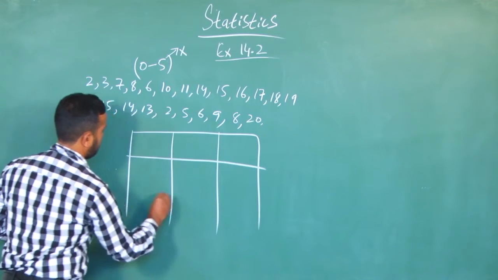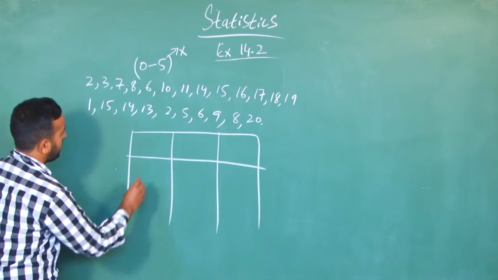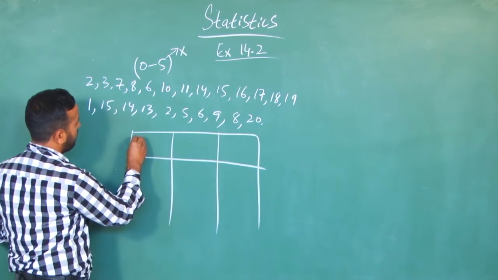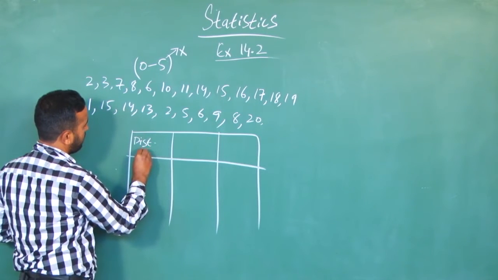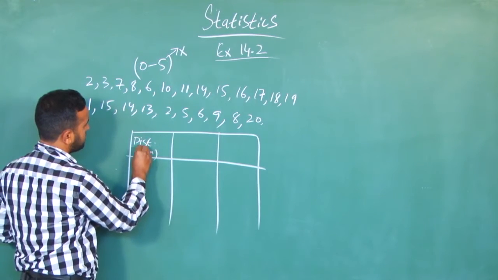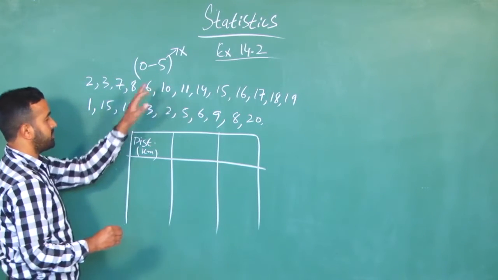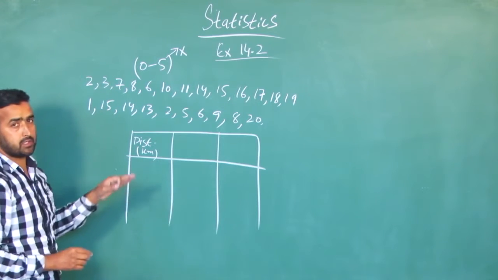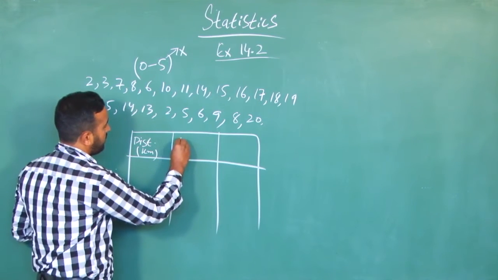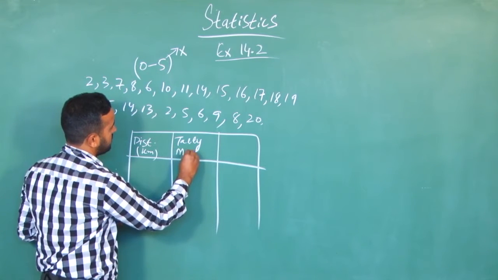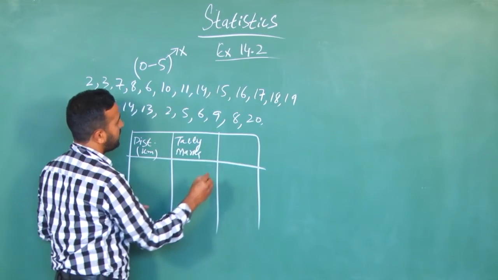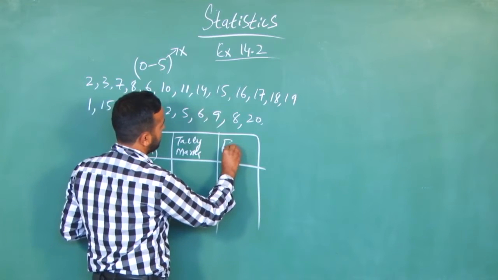Here we have to make the groups. We'll write in the first column distance in kilometers. This is the variable under study here. These are the distances. So the variable here is distances in kilometers. Then in the second column we have tally marks, and then frequency.